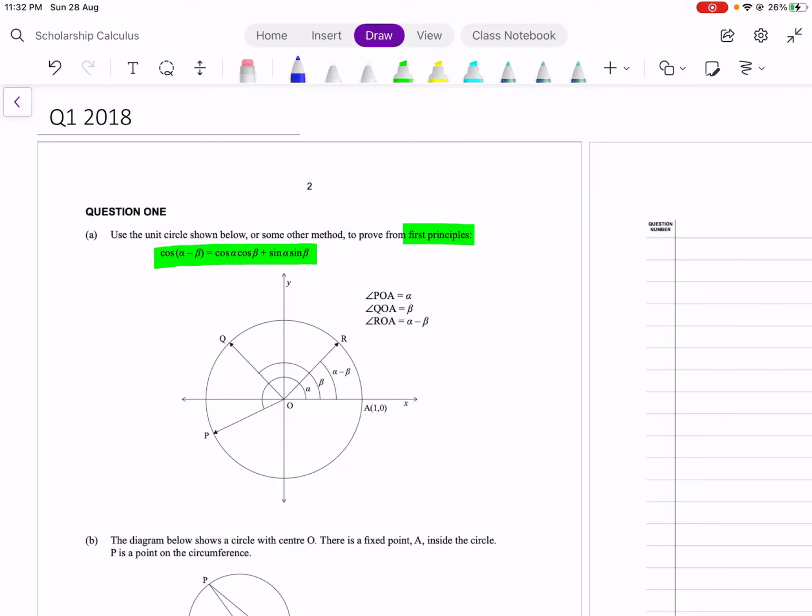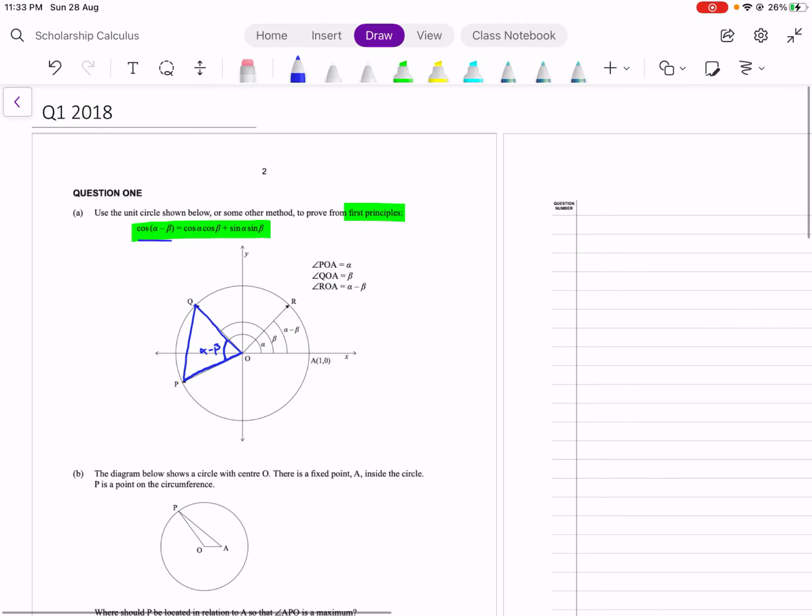So if we've got cosine of alpha minus beta, and that's the thing we're trying to prove, we can use the cosine rule. So we look at this triangle here. This angle here is alpha minus beta. And there's a rule that relates angles and sides together. Okay, so I'm using that from year 12 calculus.